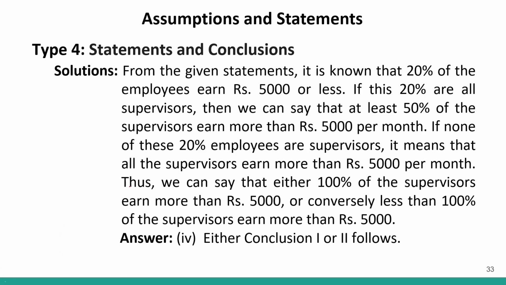The solution is given over here. From the given statement, it is known that 20% of the employees earn 5,000 or less. If these 20% are all supervisors, then we can say that at least 50% of the supervisors earn more than 5,000. If none of these are supervisors, it means that all the supervisors earn more than 5,000. So it is either or. All the supervisors could be earning more than 5,000, or certain supervisors could be working for less than 5,000 also. Therefore, answer will be option number 4, either conclusion 1 or 2.